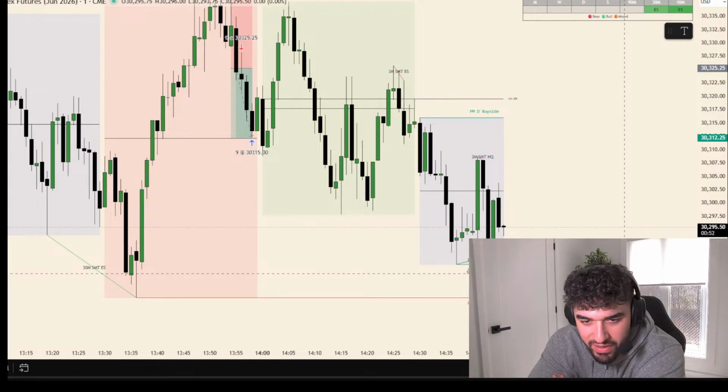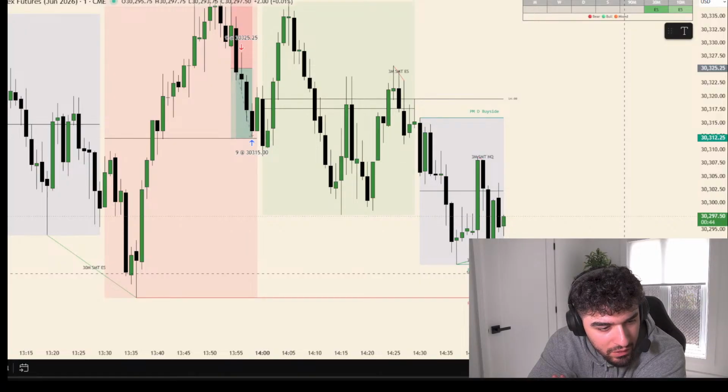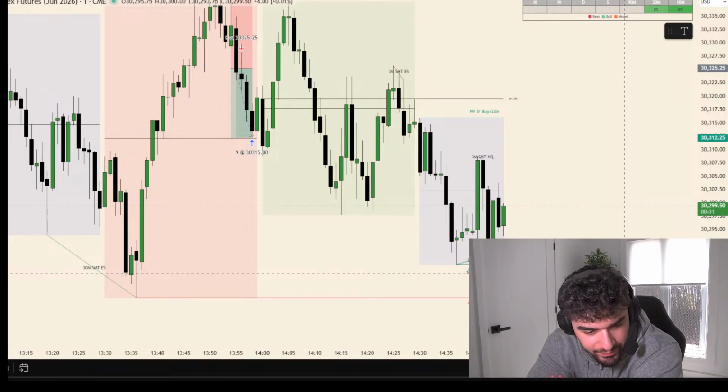Wow, ES is like playing Legos. They look like Lego blocks when you look at ES. There's equal highs everywhere. Yeah, because it's quarter point and it doesn't move that much. Yeah. It's gotten quiet.